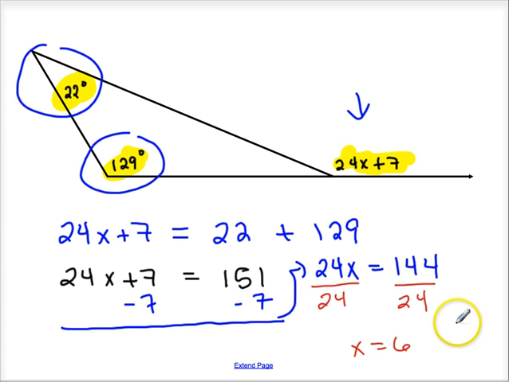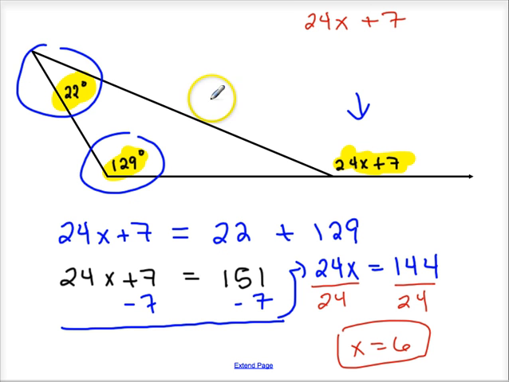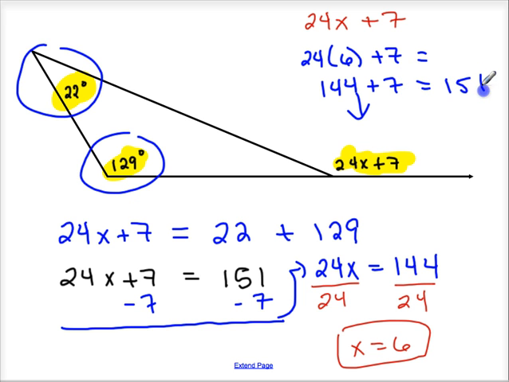Now, if I'm solving for x, your answer is done. If I'm solving for the exterior angle, what must I do now? You have to plug in 6 for x. So my exterior angle is 24x plus 7. So I need to plug in 6 for x. So 24 times 6 plus 7, and you get 144 plus 7, which is equal to 151.